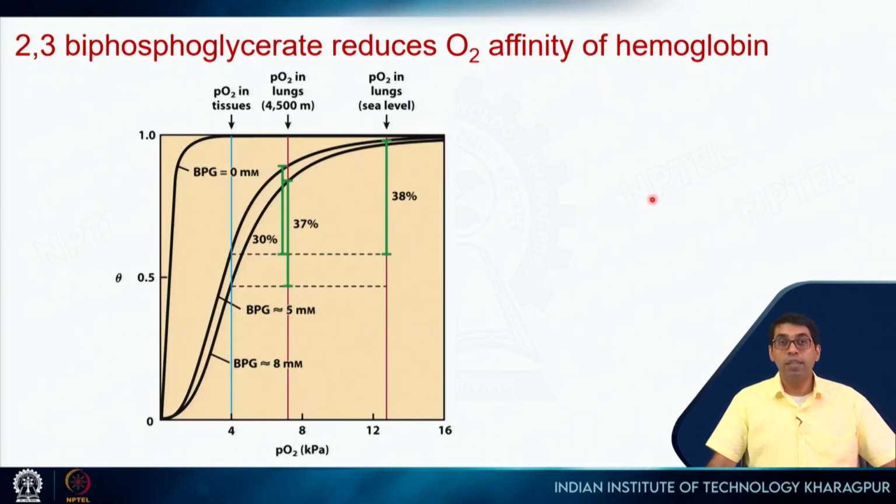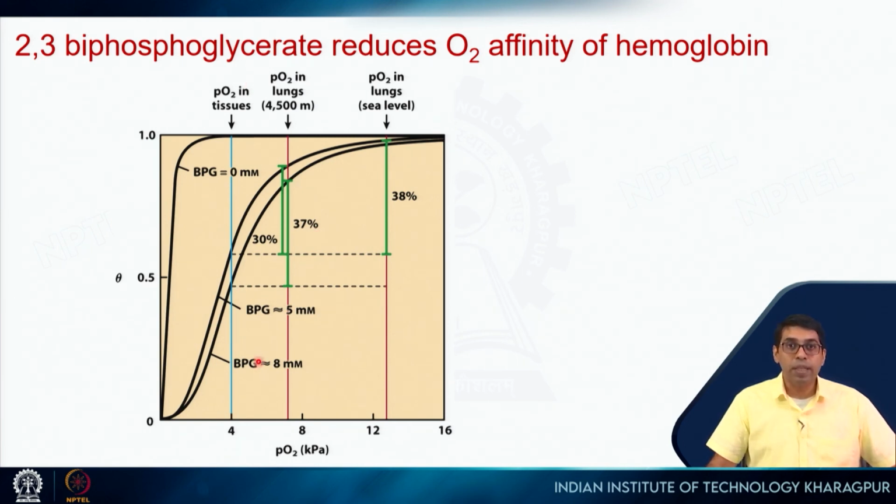The effect of this is seen when we are in a condition of low oxygen availability or low partial pressure of oxygen. One example is mountain climbing, where the partial pressure of oxygen is less. This is the partial pressure of oxygen at sea level. This is the partial pressure of oxygen when you are at a height of 4,500 meters, and this is the partial pressure in the tissues, which remains the same. It turns out that the amount of BPG is changed between these two conditions.